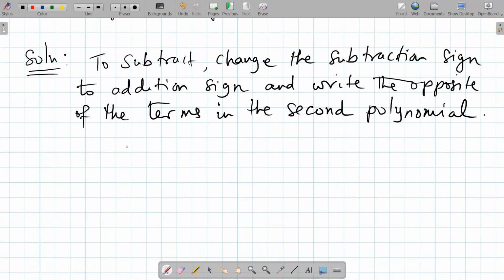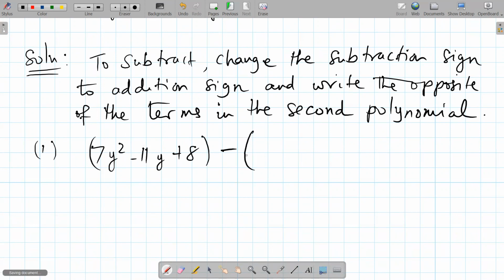Okay, so the first one we have is 7y squared minus 11y plus 8, minus negative 3y squared plus 4y plus 6.